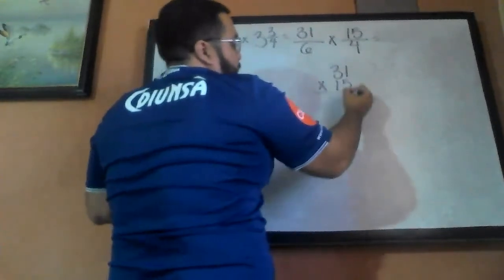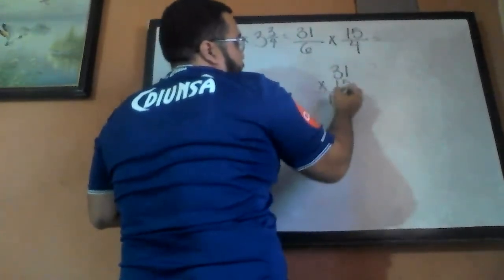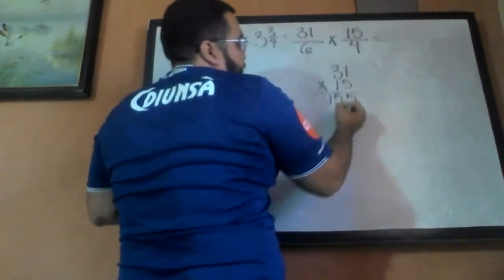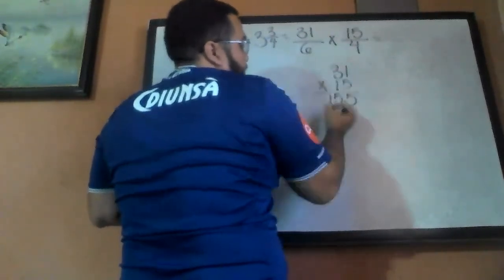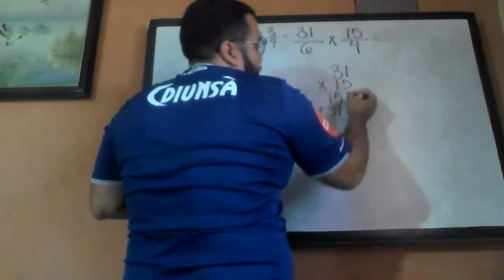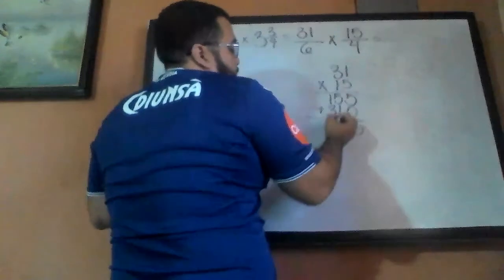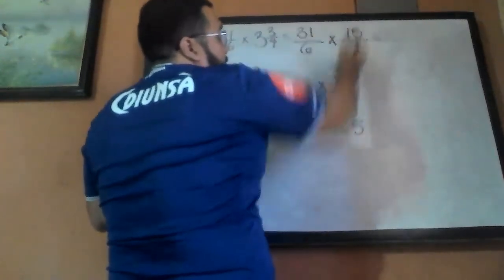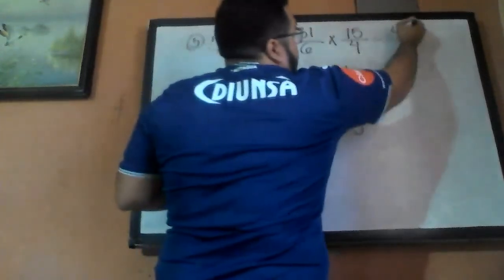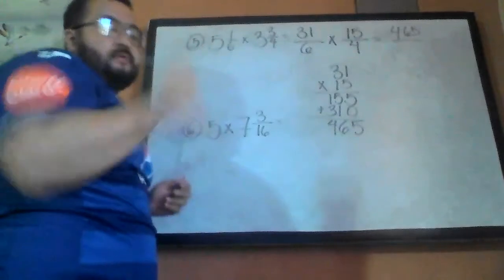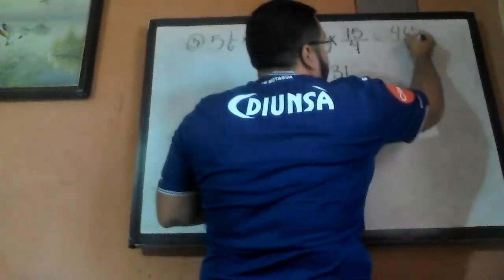5 times 1, 5. 5 times 3, 15. Let's go down below, write a 0. 1 times 1, 1. 1 times 3, 3. Now let's add. 5 plus 0 is 5. 5 plus 1, 6. 1 plus 3, 4. So 31 times 15 is 465. Now, how much is 6 times 4? Equals 24. I'm going to erase this.